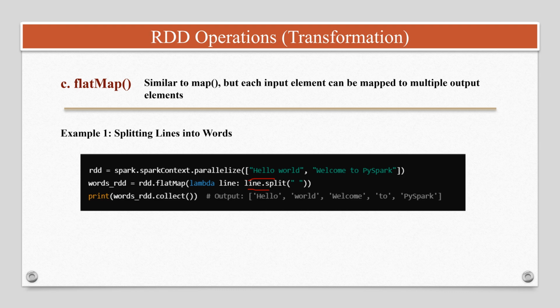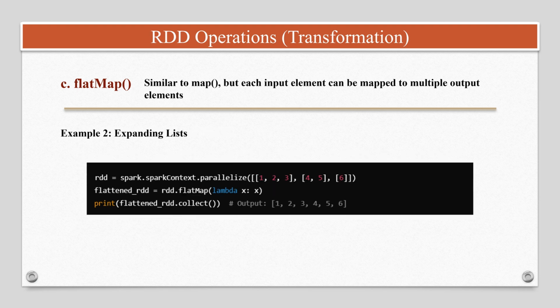Here each line is split into words, and the flatMap transformation returns a flat list of all words in the RDD rather than an RDD of lists. Second is expanding lists. If each element in an RDD is a list, flatMap can expand each list's items into separate elements. In the given example, each list within an RDD is flattened into a single sequence of numbers in the new RDD using flatMap.